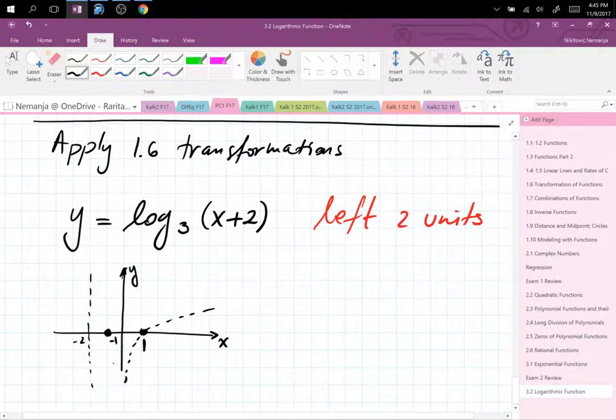So now I have the same shape, except it's shifted. Observe that we gained a y-intercept because it was shifted to the left.